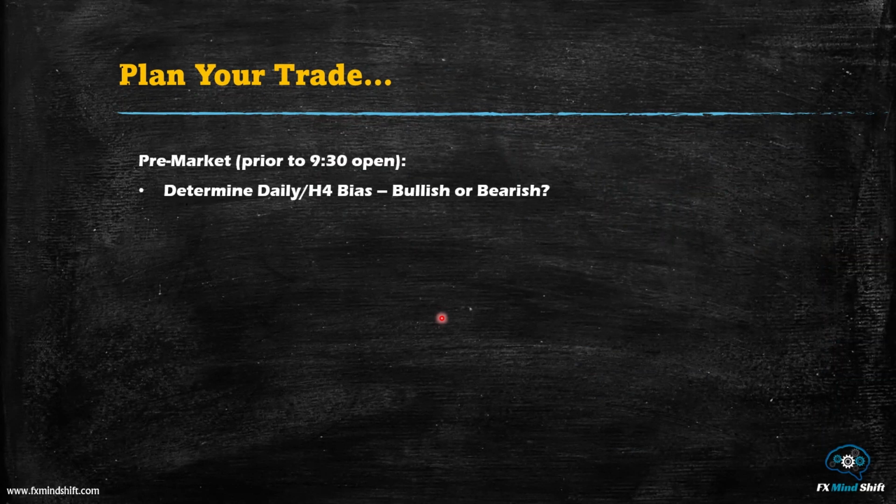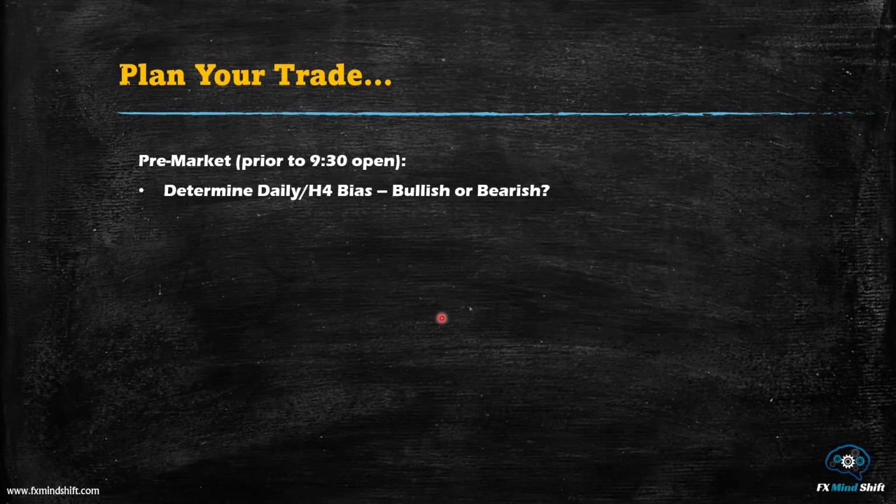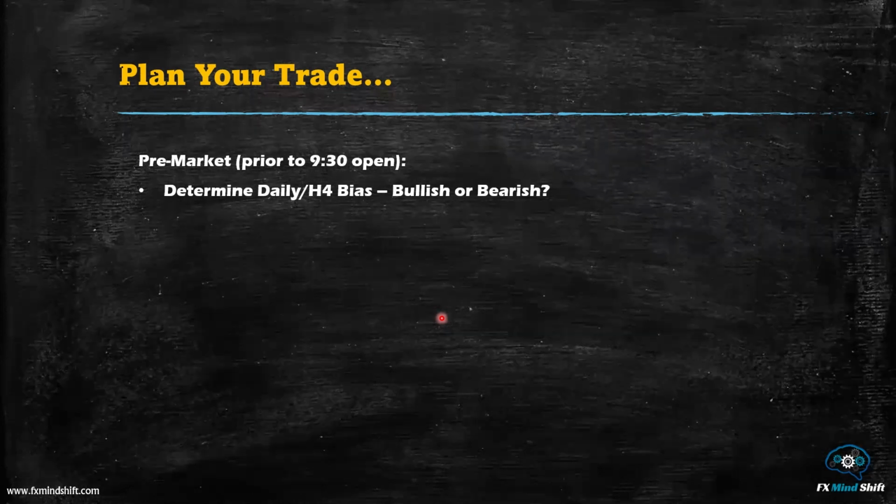So are we bullish on the day? Are we bearish on the day? So are we looking for buys or sells? Once you have a clear direction on the higher time frame, then you know what you can look for on the lower time frames, and it makes things a lot easier, right? So like I said, it's going to save you a lot of headache if you just trade in the higher time frame direction.